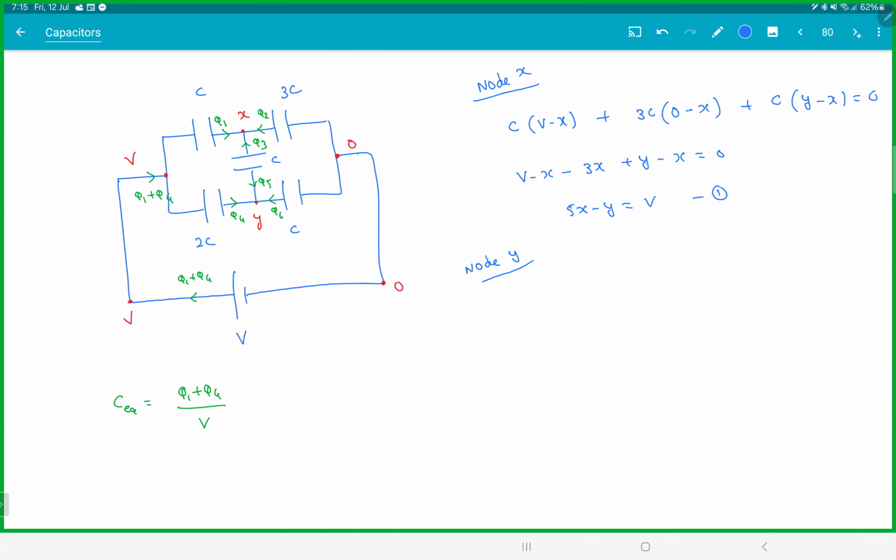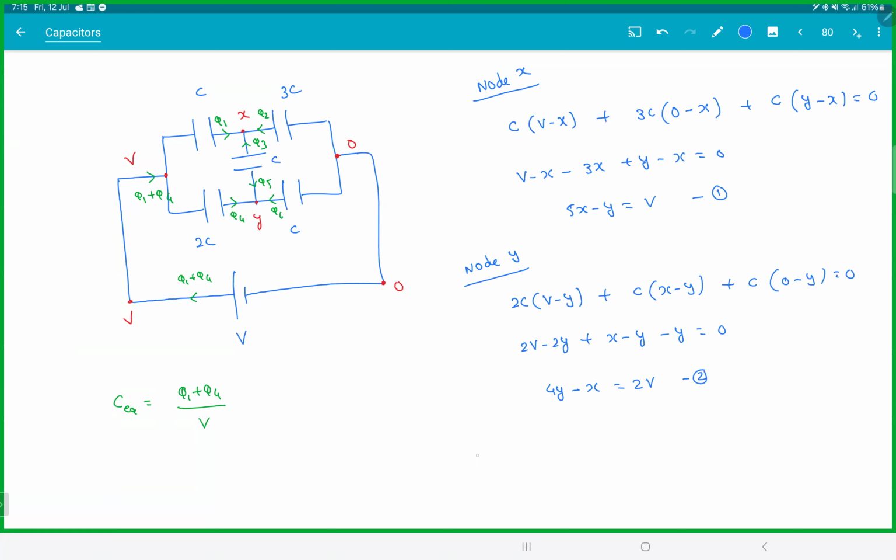Node Y. This would be Q4 now. So 2C into V minus Y plus C into X minus Y plus C into 0 minus Y is equal to 0. You could have taken Y minus V, Y minus 0, Y minus X. Anything is fine. You're simply playing with the sign, nothing much there. So this would be 2V minus 2Y plus X minus Y is 0. This would be 4Y minus X is equal to 2V. Two equations, two unknowns, substitute there.